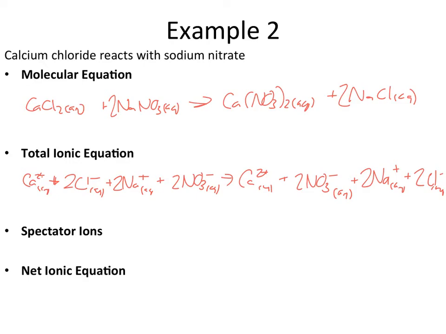Now, what we're seeing here is something very interesting. If you just take a moment and look at both sides, our calcium has become an ion, our chlorides have become an ion, our sodium have become an ion, and our nitrates became ions. On the right side, calcium, nitrate, sodium, and chloride all became ions.